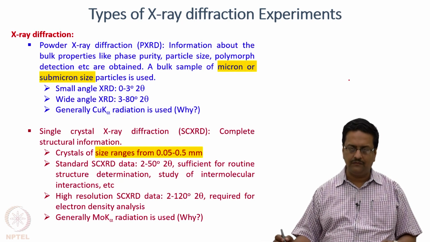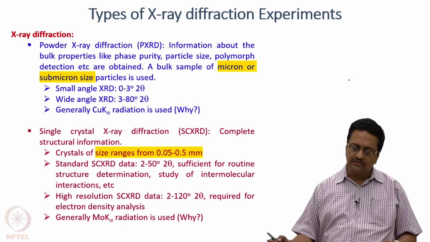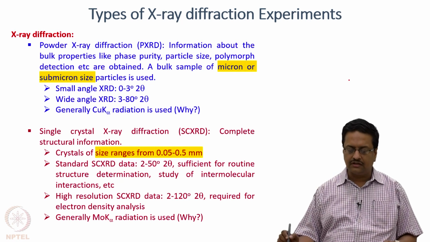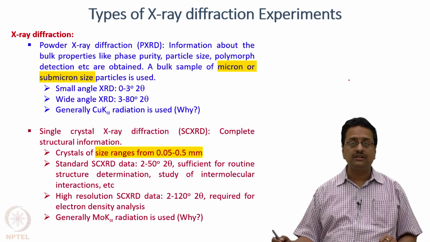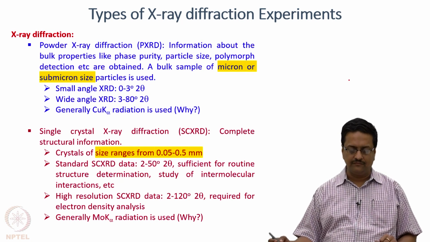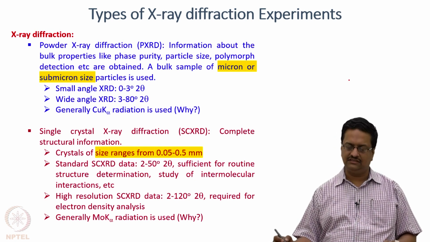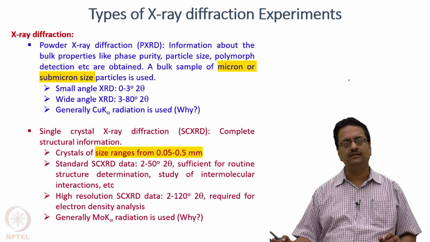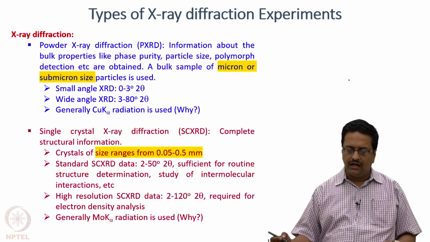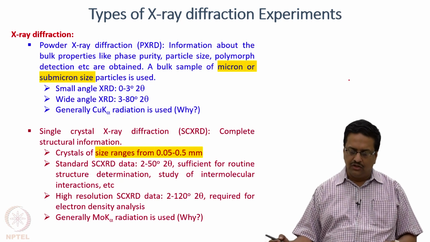This should have certain properties, which I will explain in future classes when we talk about handling of crystals. So crystals of this size, like 50 to 500 micron, are suitable for single crystal X-ray diffraction. For routine X-ray data from which one can solve a crystal structure, we need data from about 2 degrees to 50 degrees in 2 theta, and that is sufficient for doing the structure determination.